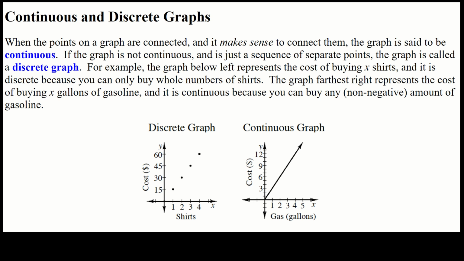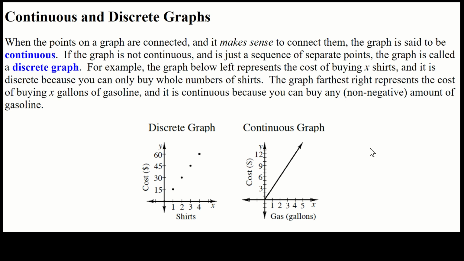on the left represents the cost of buying X shirts, and it is discrete because you can only buy whole numbers of shirts, right? So if I was going to buy one shirt, you can see it's $15, two shirts is 30, three shirts is 45, etc. So I know no shirts cost me $0, and after that it's all increasing by 15 each time.